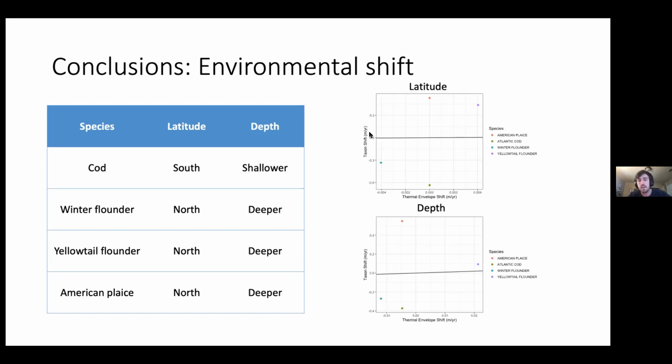And then these plots on the right are some more preliminary analysis looking at climate velocity. So the top one's latitude and the bottom one's depth. On the Y-axis, you have taxon shift, and this is meters a year, so where the center of these species are. And then on the x-axis, you have thermal envelope shift, so how fast the environment's moving in meters a year. Basically, the way to read this is if the species are above this 0 to 0 or black line, they are moving faster than the environment, and vice versa. So here, again, this is preliminary, but it looks like American plaice and yellowtail might be moving faster than the environment than Atlantic cod and winter flounder.